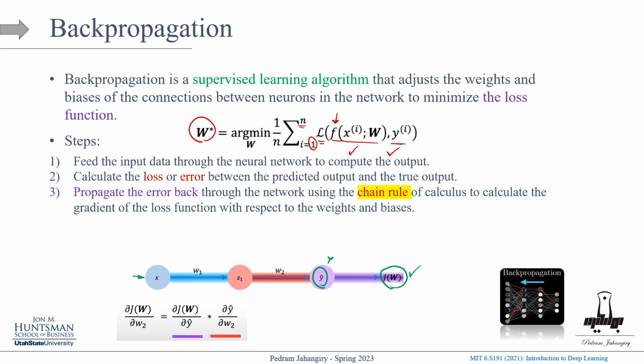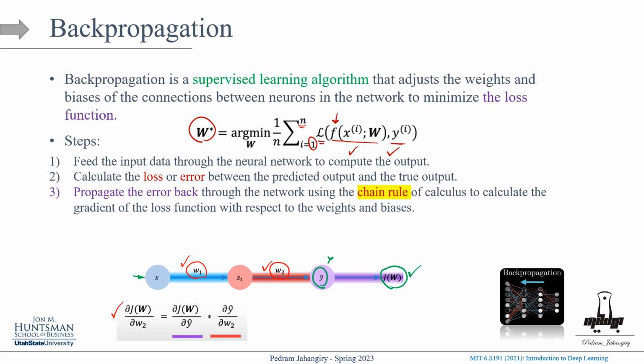Imagine I have this J of w, which is a function of weights, and I want to calculate the derivative of J of w with respect to, let's say, weight 2. Let me use red. So basically, this is what we're interested in: if weight 2 changes, what is its impact on the loss function? Eventually, our goal is to find the effect of all the weights throughout the network on the loss function.